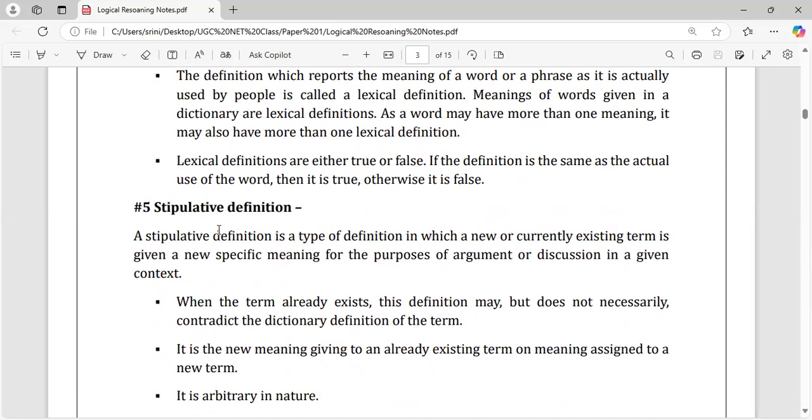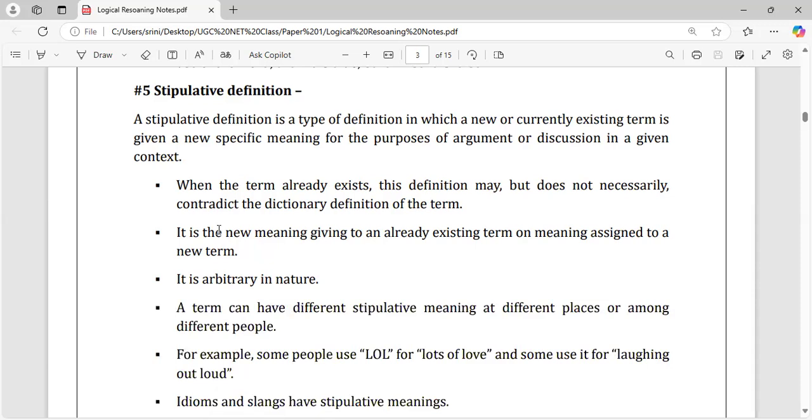Then stipulative definition. It is a type of definition in which a new or currently existing term is given a new specific meaning for the purpose of argument or discussion. When the term already exists, this definition may but does not necessarily contradict the dictionary definition of the term. It is the new meaning given to an already existing term and meaning assigned to a new term.